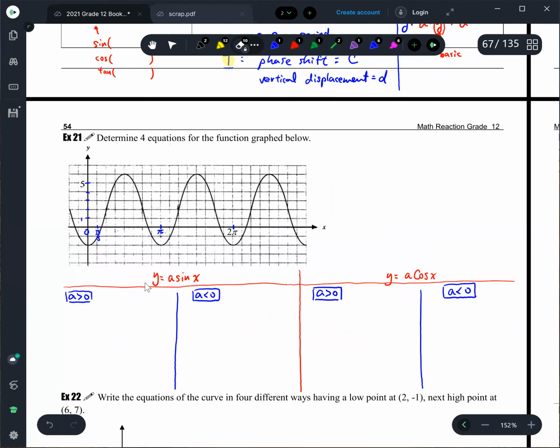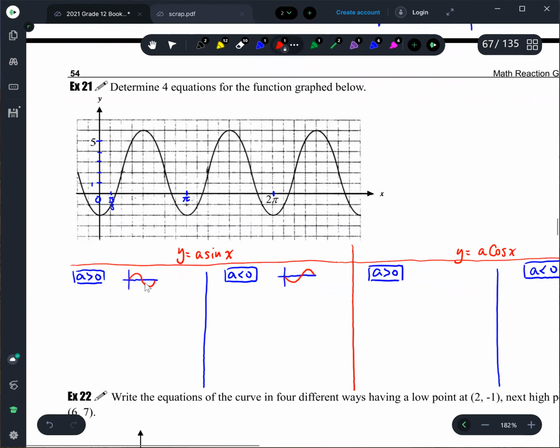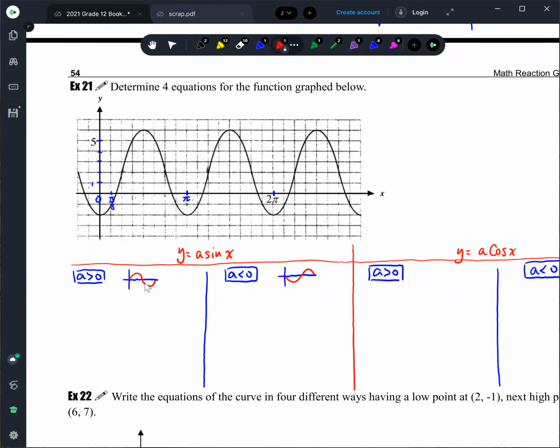Okay, so now once you figure out how big 1 box is, you can start to do your step 1. Okay, let's start with the sine graph. Sine without the reflection. Okay, so we draw a little sketch. Sine without reflection looks like that. If it's sine with a reflection, it should be upside down.